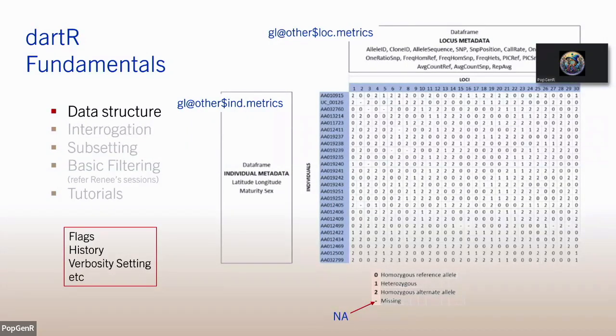And then there's this really natty thing called history, which Bernd wrote. So the genlight object has the history of every command that was used to get to this point. Not only can you rerun that history if you wanted to, but you can grab that history and run it on another genlight object. So it's quite a neat little trick.